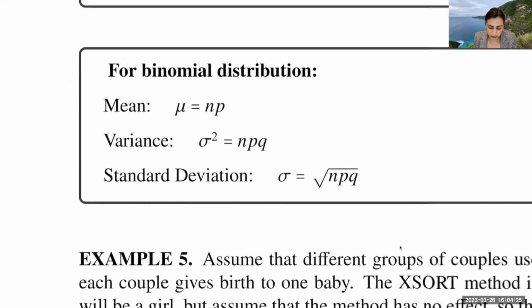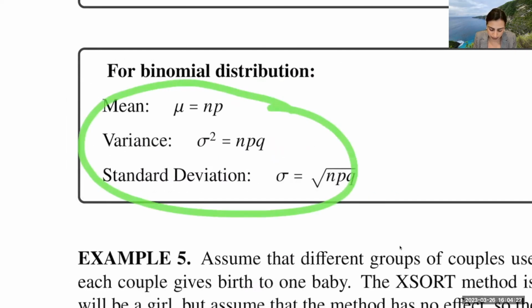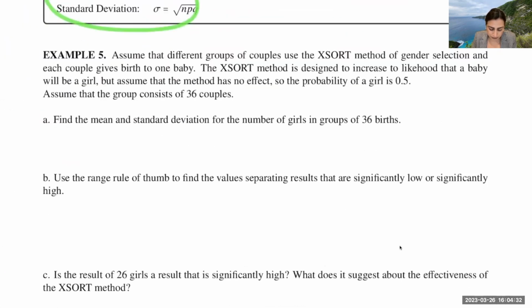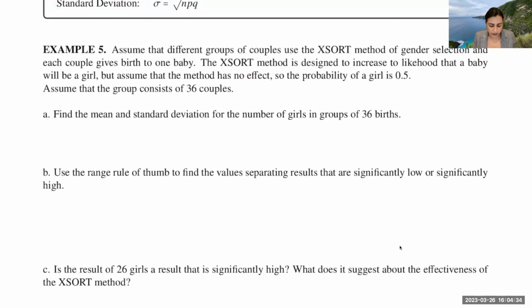So I wanted to make sure that you guys were comfortable using these formulas. So I ended up adding one last example here. It says, assume that different groups of couples use the XOR method of gender selection, and each couple gives birth to one baby. So we have different couples that are using this method, and each couple just gives birth to one baby. So there's no twins here.